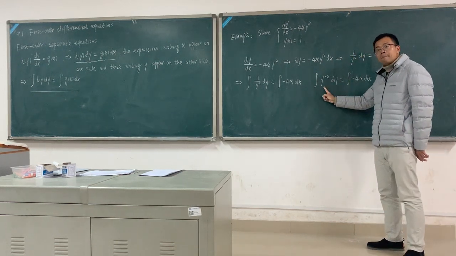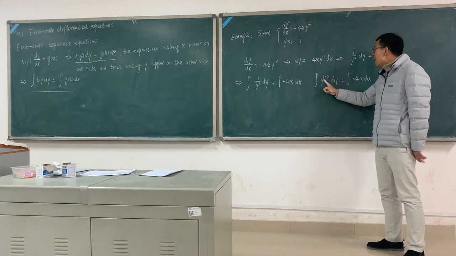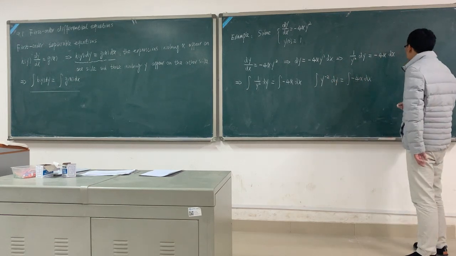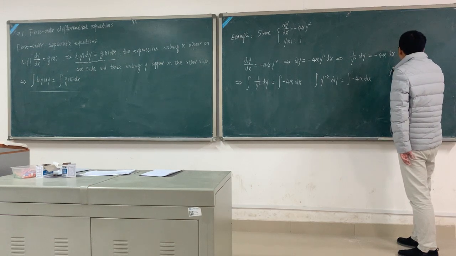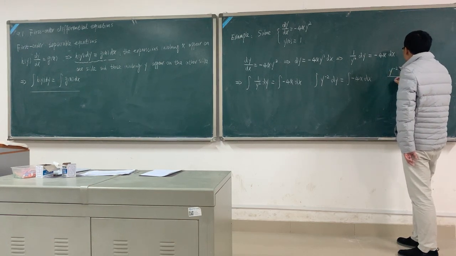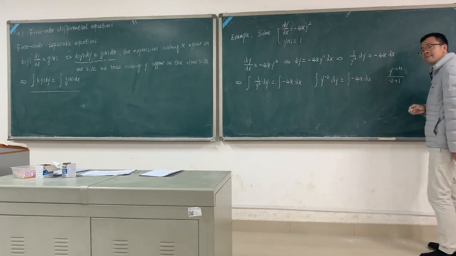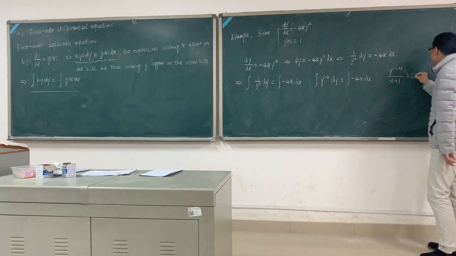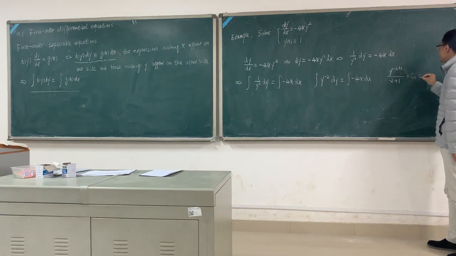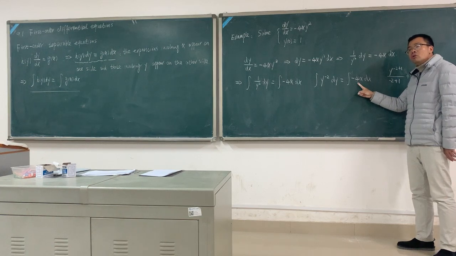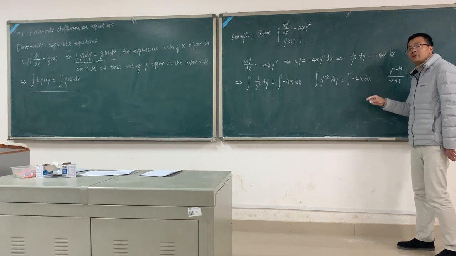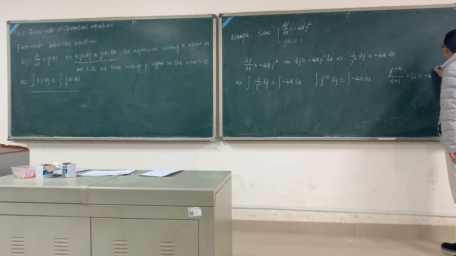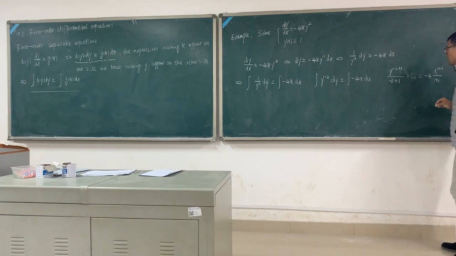So here the first one, the antiderivative of y to the power minus 2 is what? It is y to the power minus 2 plus 1, divided by minus 2 plus 1. Here we should add a constant c1. And now the second, minus 4x, the antiderivative is what? It's minus 4x to the power 1 plus 1, divided by 1 plus 1, plus another constant c2.